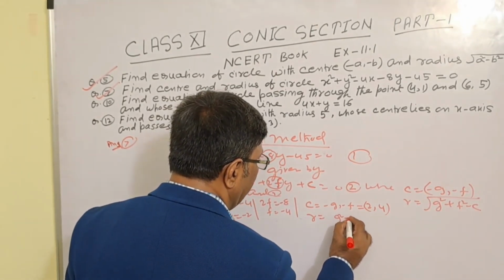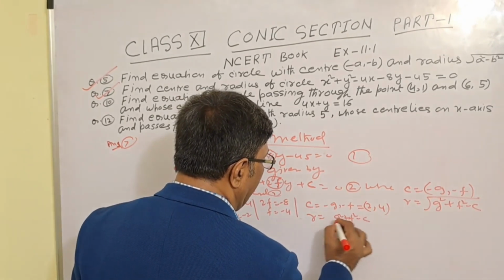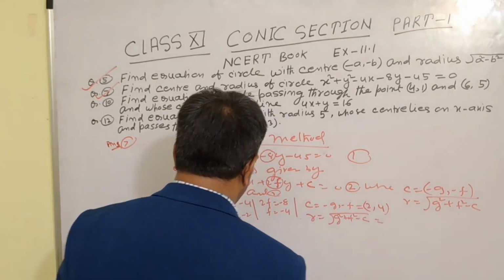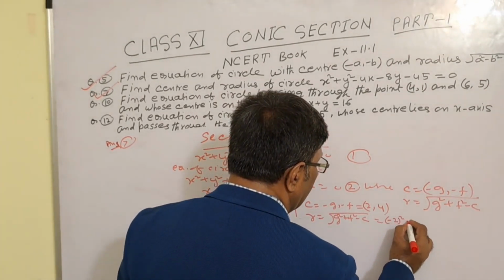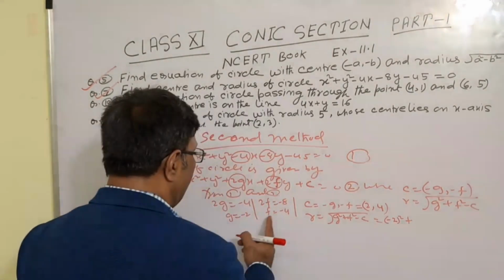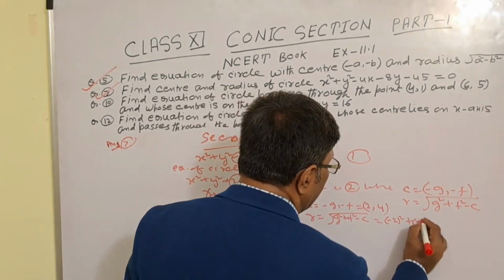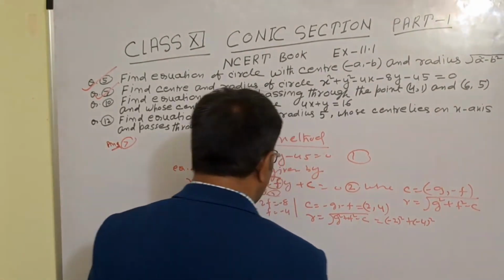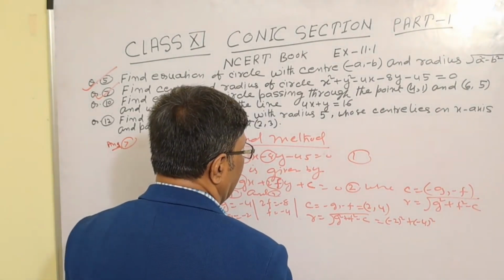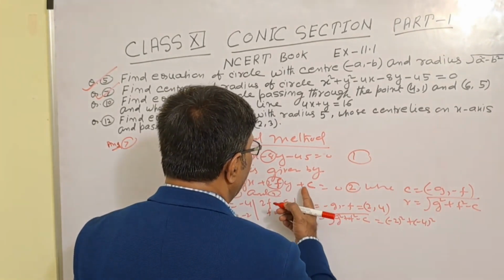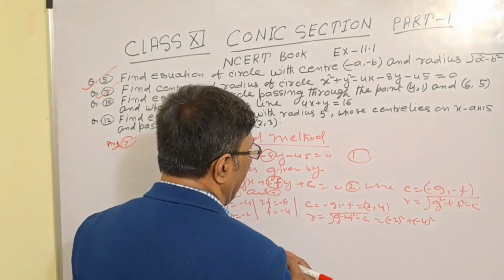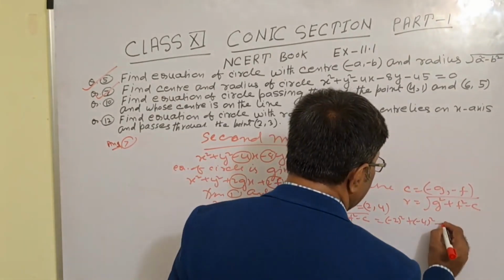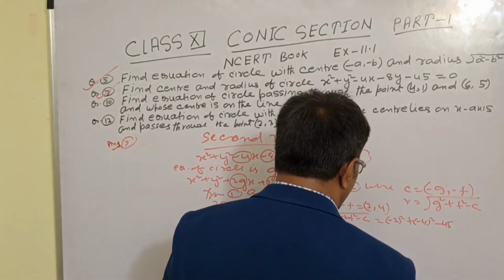Root under g square plus f square minus c. So g is minus 2, so this is minus 2 square. Again f square. F is minus 4, so this is minus 4 square. And after that minus c. So c is what? You know c is given, minus 45. So this is minus 45.